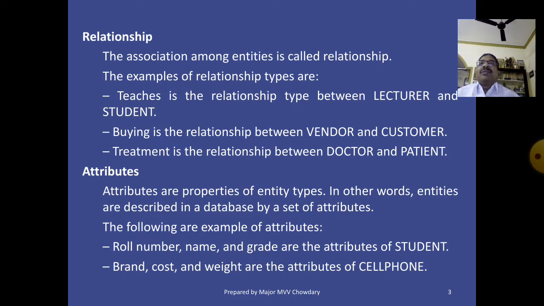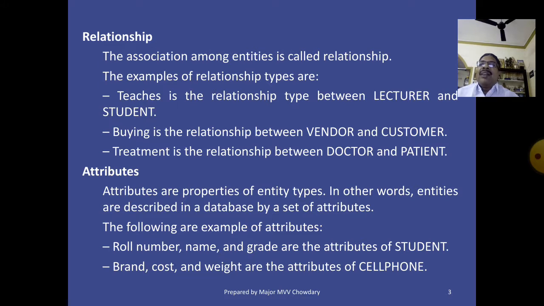For example, a customer entity would be described by attributes such as customer last name, customer first name, customer phone number, customer address, customer credit limit. These all are properties of an entity. We can also name it as attribute.